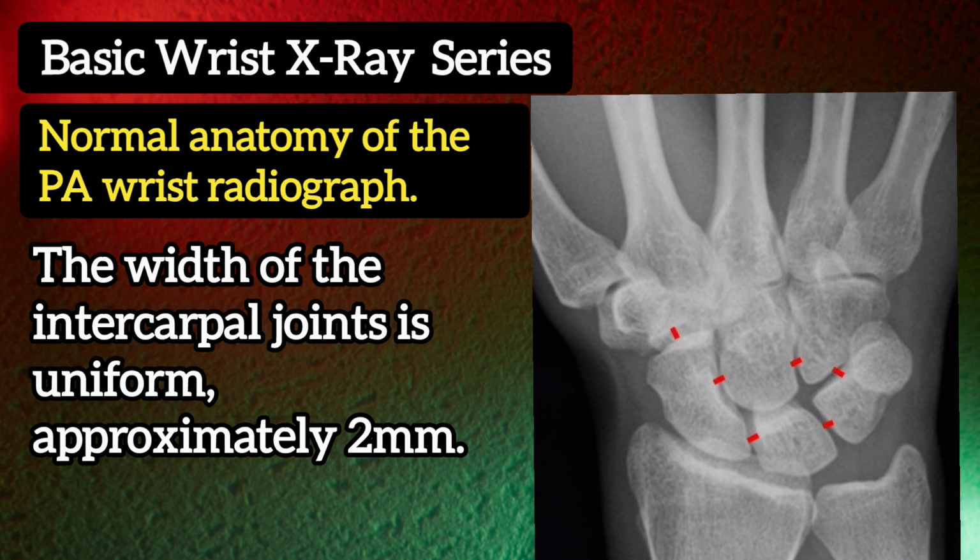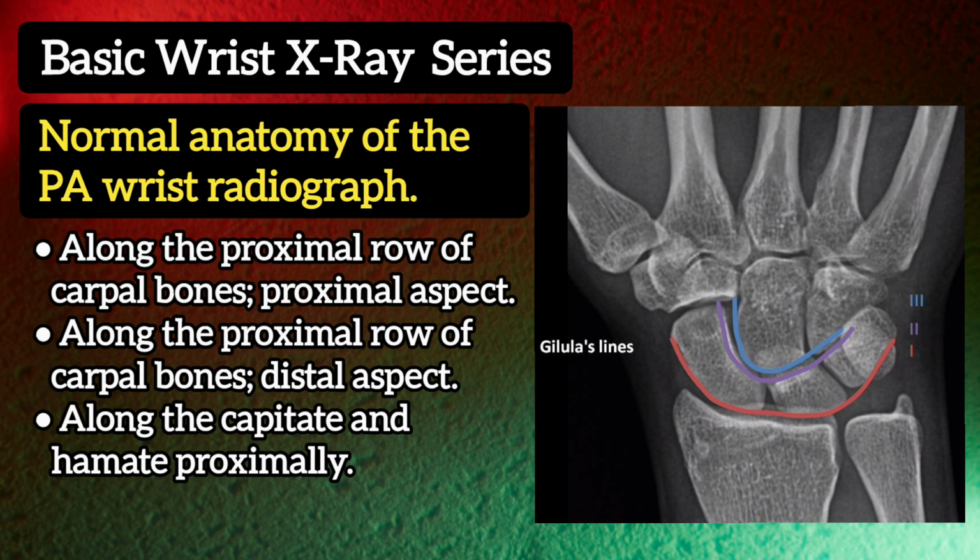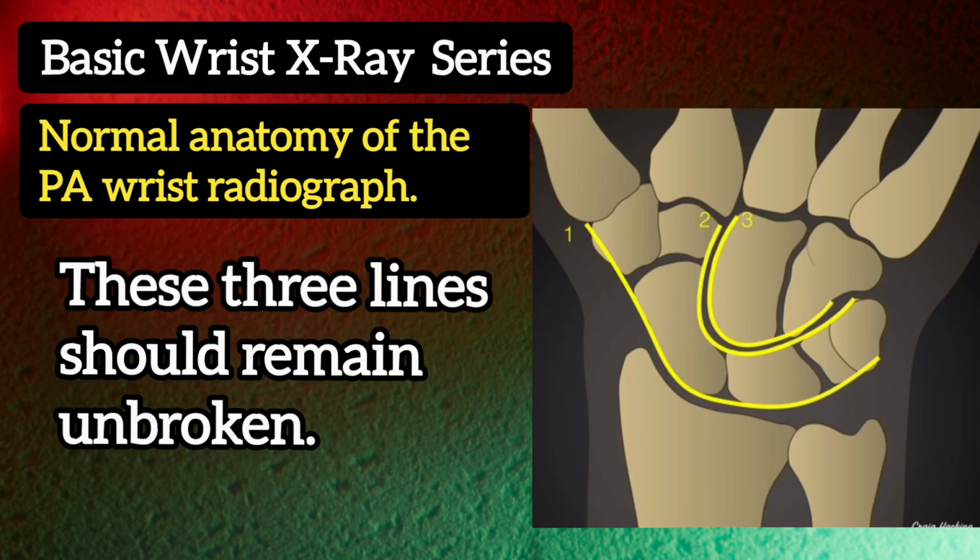The width of the intercarpal joints is uniform, approximately 2 mm. 3 carpal arcs should be traced. Along the proximal row of carpal bones, proximal aspect. Along the proximal row of carpal bones, distal aspect. Along the capitate and hamate proximally. These 3 lines should remain unbroken.